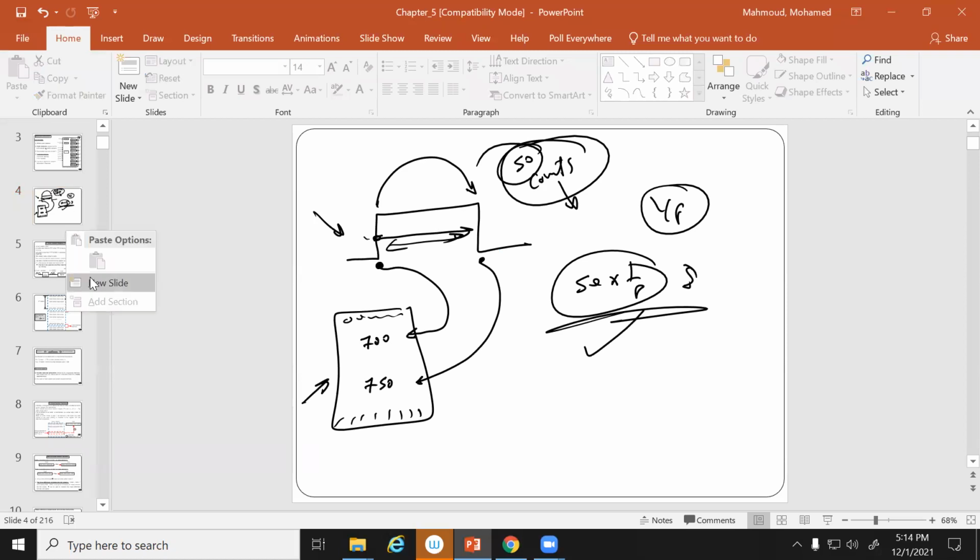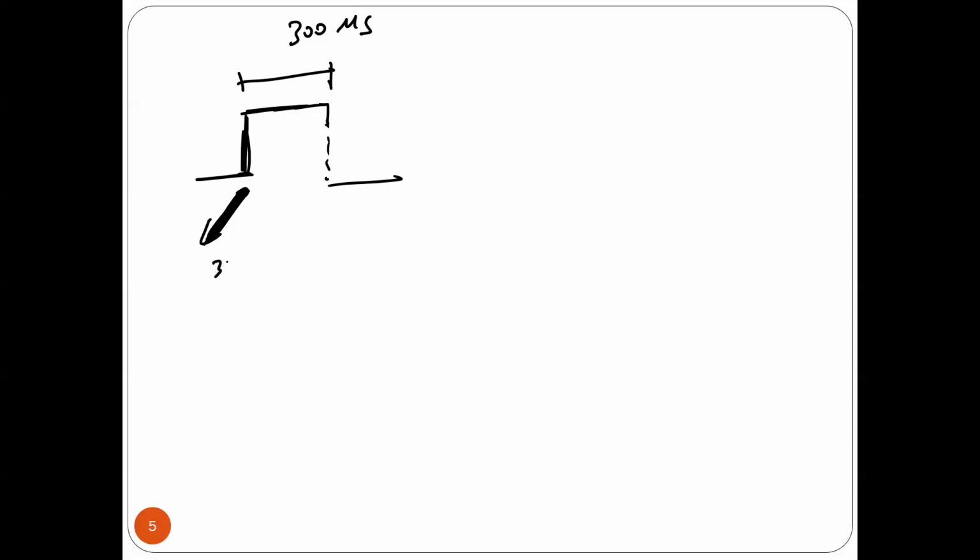How? I'm going to tell you. It's the same idea. Look here. I want to generate a signal from here to here, for example, 300 microseconds. After 300 microseconds, I want this one to go down. So in this interrupt subroutine, I have to decide and say, please, after 300 microseconds, please toggle.